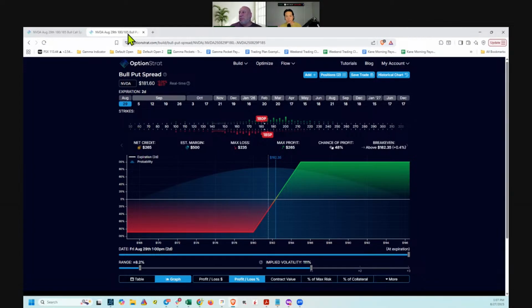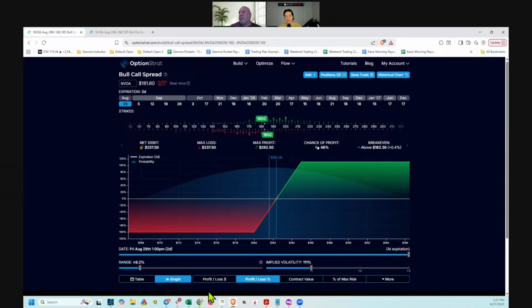So over here on this bull put spread, which is for credit, I can collect a credit of 265. That's my max profit. And then therefore, since this is 5 apart, I can lose a maximum of 235. Now let's look over here for the debit spread. Basically the same thing. It's just $2.50 apart. Right? So here I pay a debit of $237.50. So that's my max loss. And then my max profit is the $5 minus the debit that I paid.